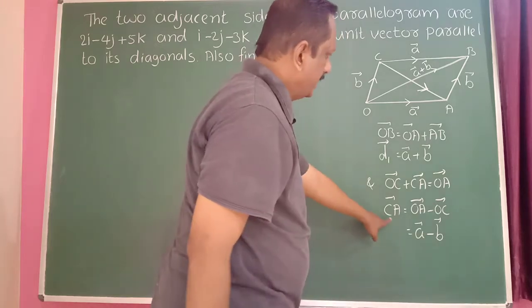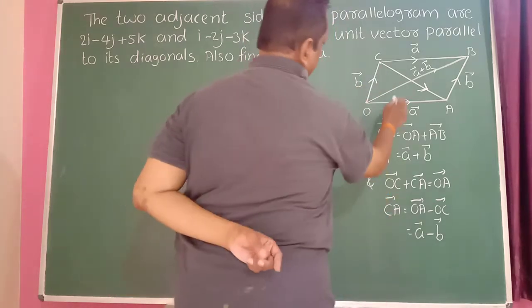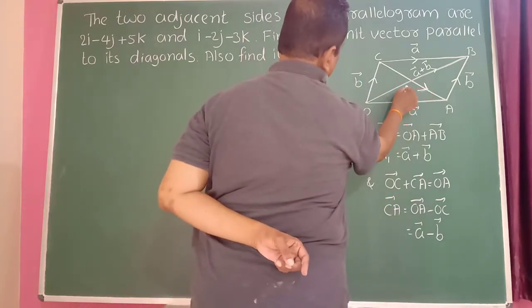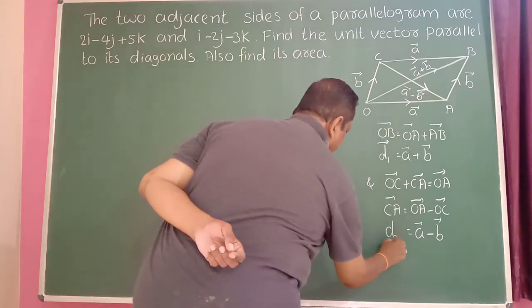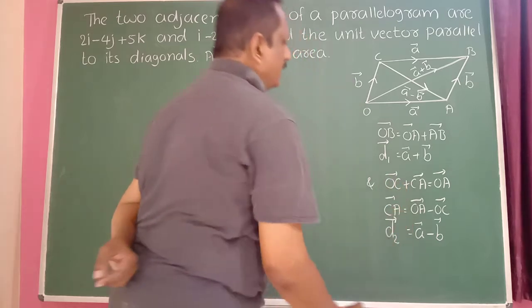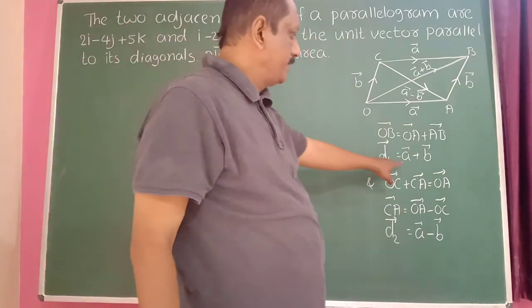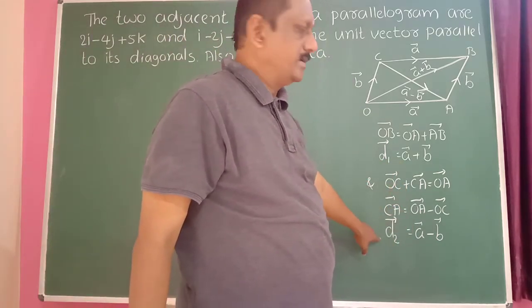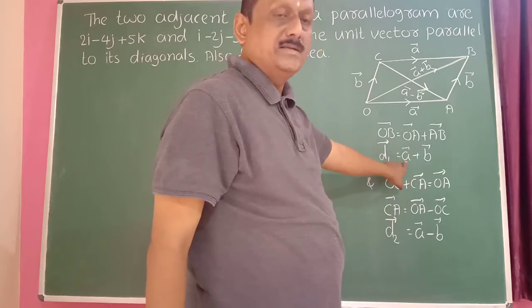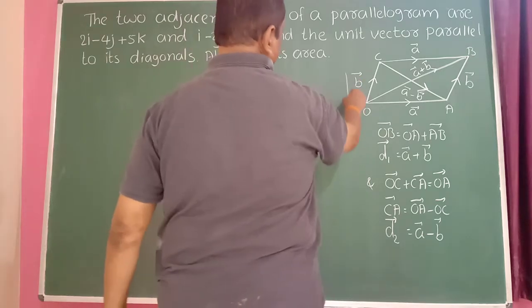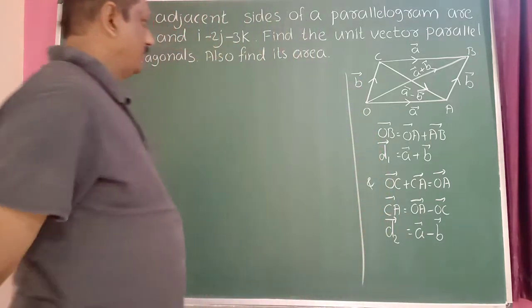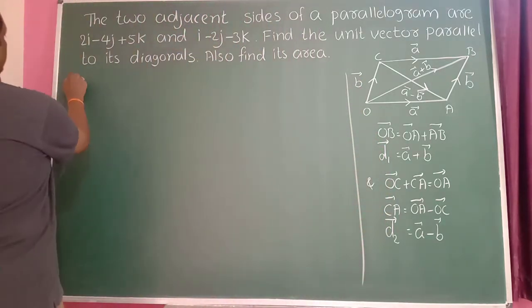Hence, CA bar, which is one more diagonal, is A bar minus B bar. Consider this one as the second diagonal. Therefore, D1 equals A bar plus B bar and D2 is A bar minus B bar. Hence, A bar plus B bar and A bar minus B bar always represent the diagonals of a parallelogram. Remember it. Therefore, take a solution.